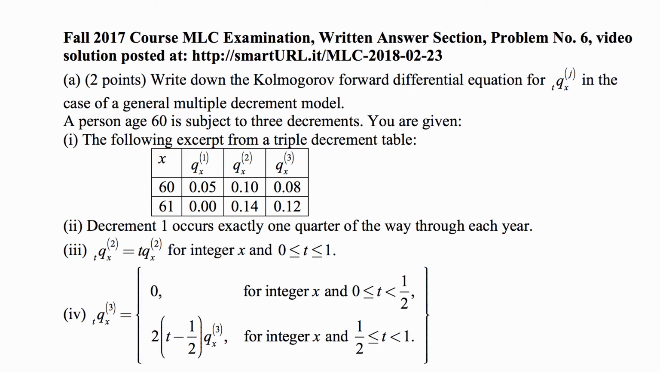A person age 60 is subject to 3 decrements. You are given the following excerpt from a triple decrement table. So you have ages 60, 61 for 3 possible decrements with their probabilities. Decrement 1 occurs exactly 1/4 of the way through each year. Only 1/4 of the way. Only then. That's decrement 1. And its probability is 0.05 at age 60. Observed probability.